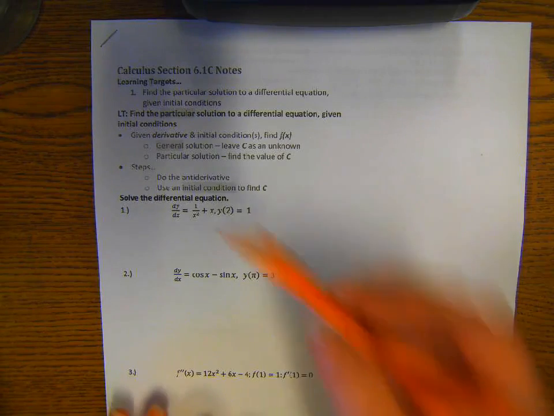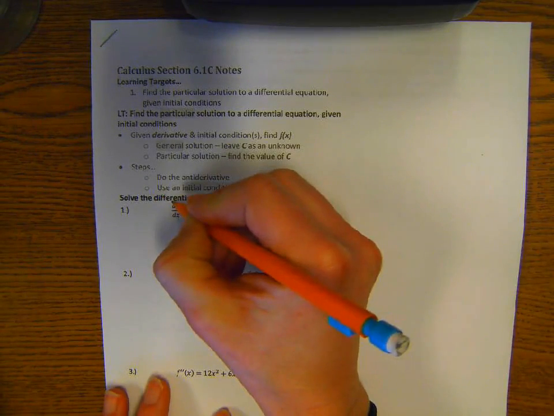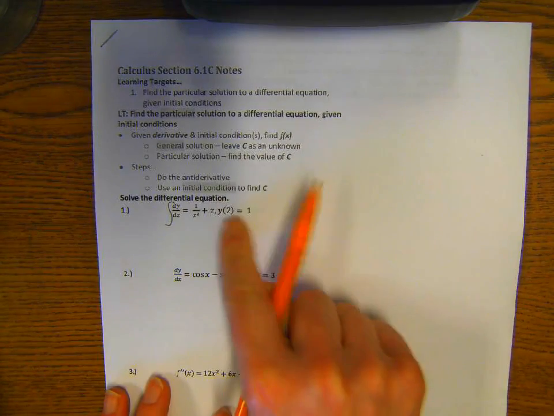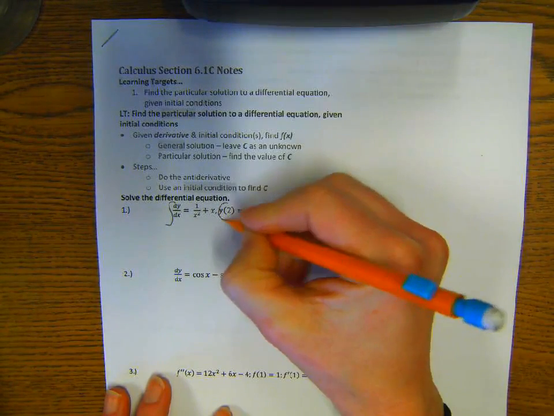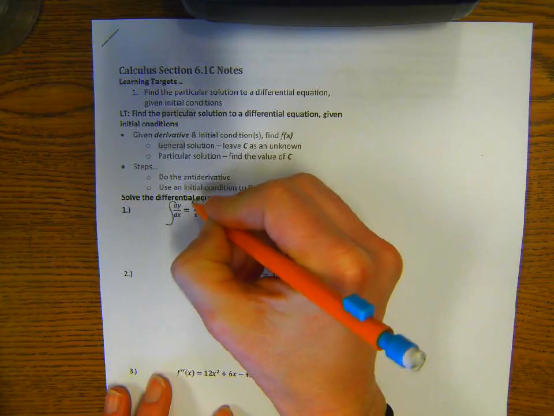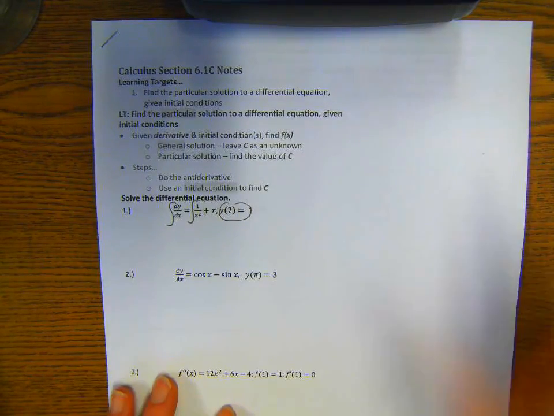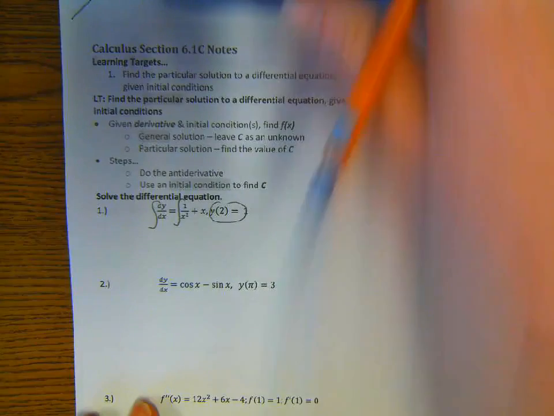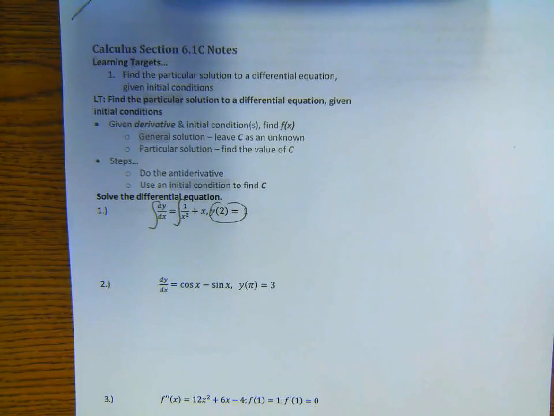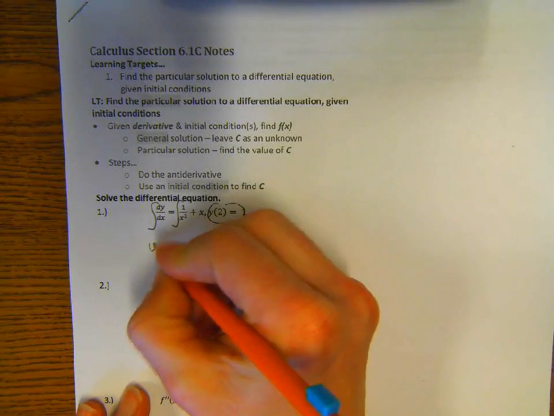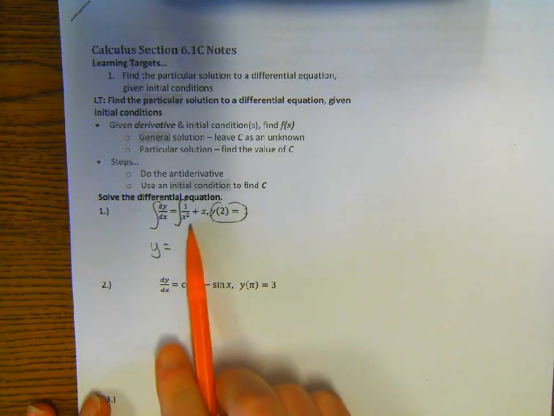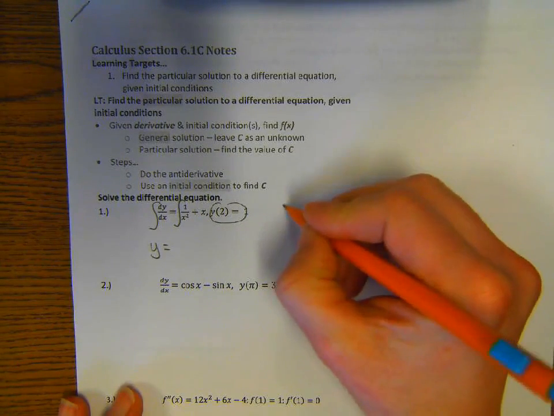Okay, so for instance, do you see there's not a y in the equation? If I took the antiderivative of both sides, wouldn't you tell me that the antiderivative of dy is just y? What's the antiderivative of this? Would it help if I wrote it this way?